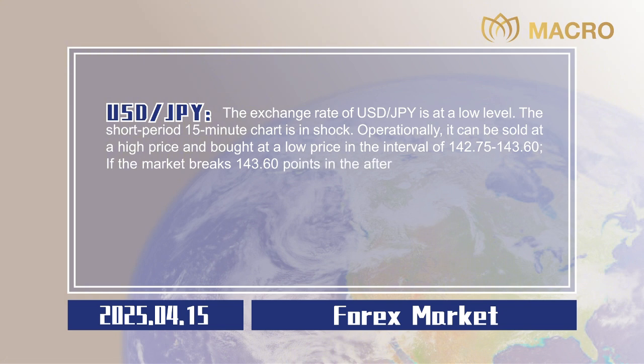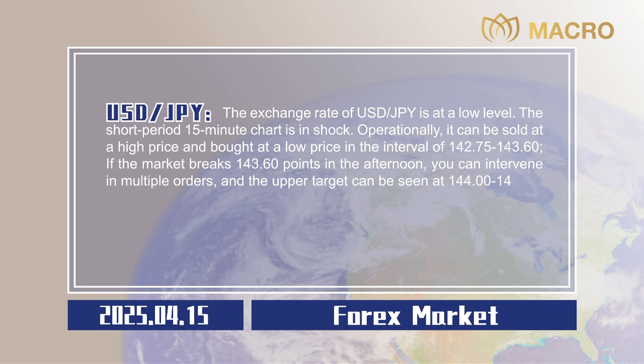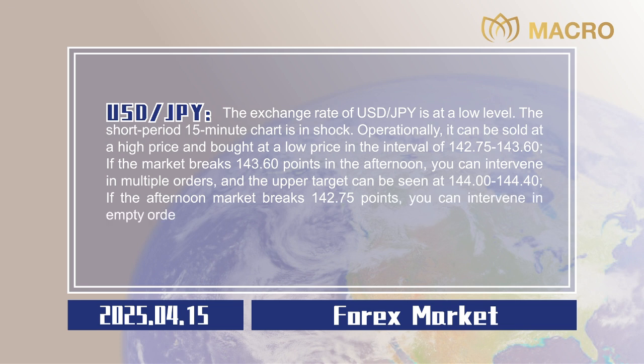143.60 points in the afternoon, you can intervene in multiple orders, and the upper target can be seen at 144.00 to 144.40. If the afternoon market breaks 142.75 points, you can intervene in empty orders, and the target below can be seen at 142.00 to 141.70. Stop losses are all 20 points, 0.20.